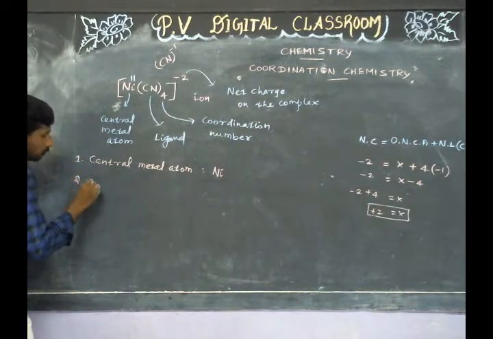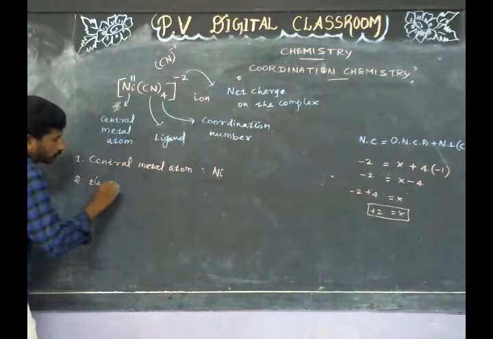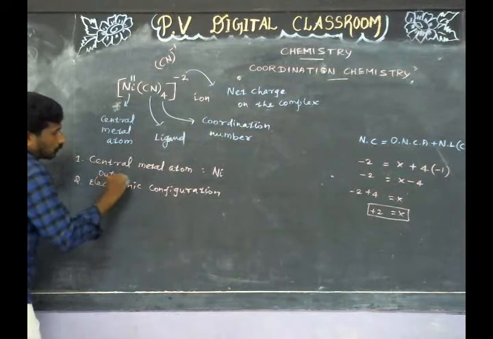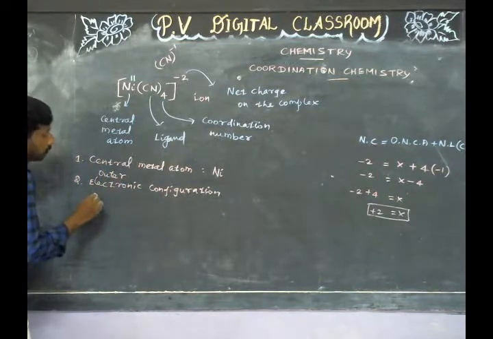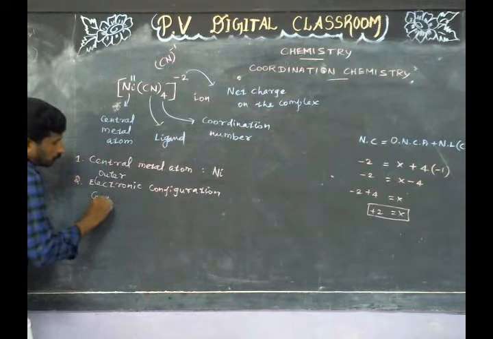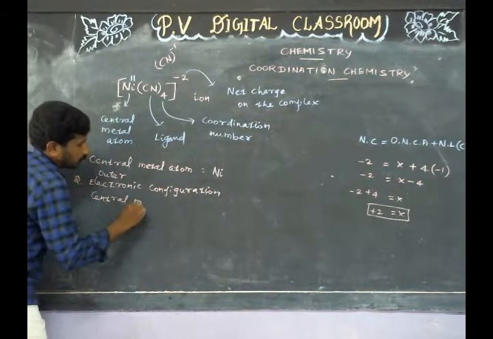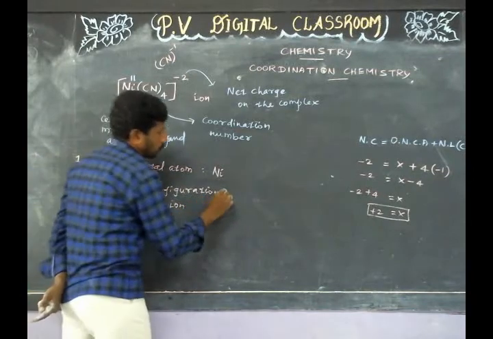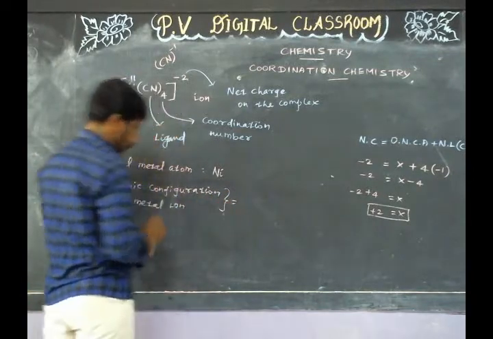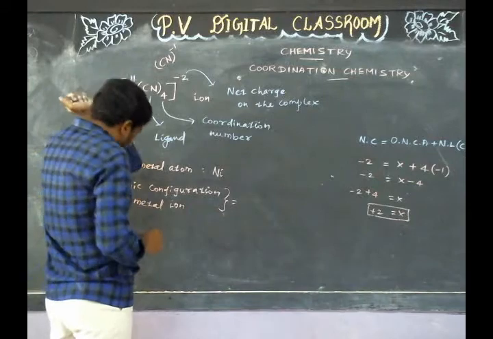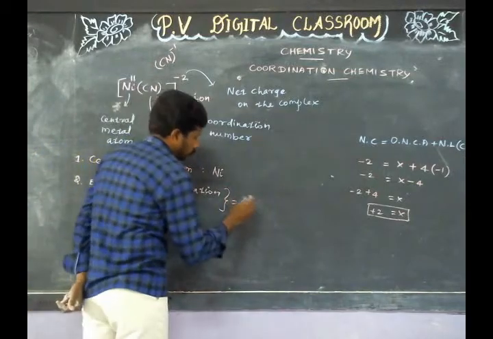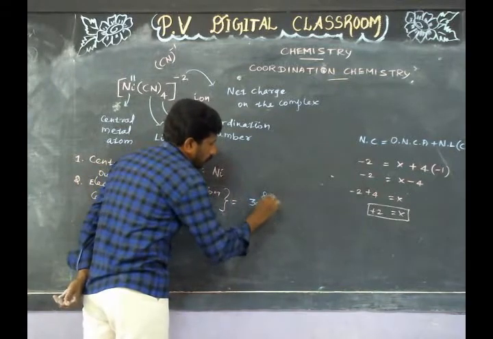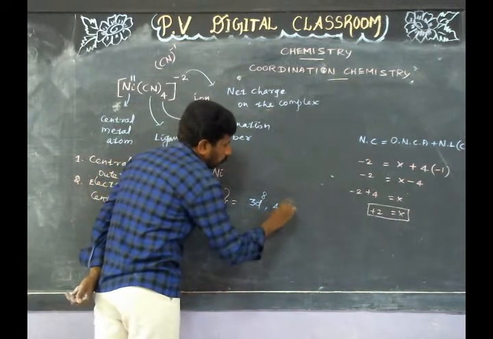Second one, electronic configuration. The outer electronic configuration of the central metal ion is equal to 3d8 4s0.